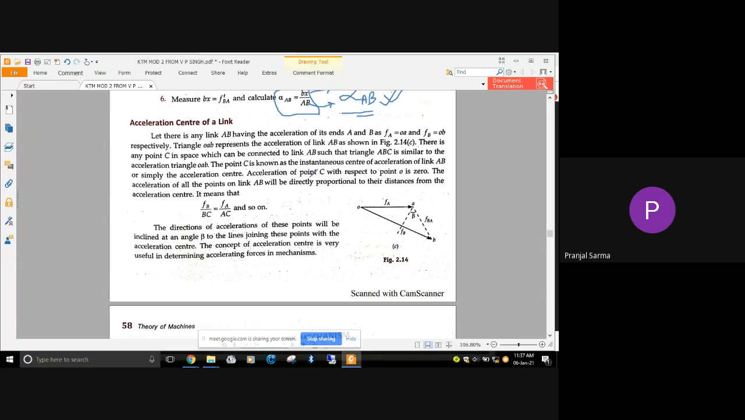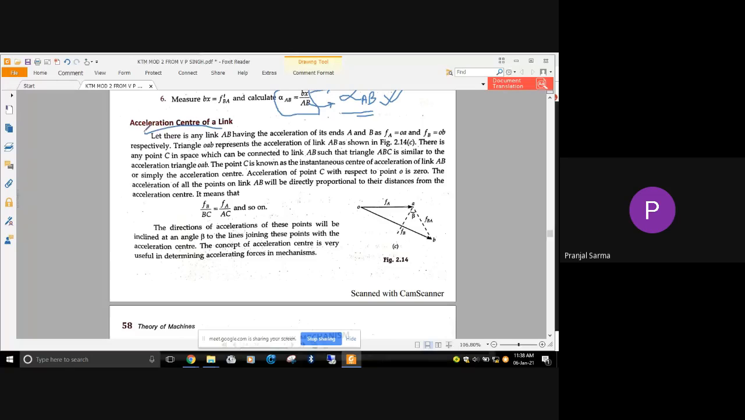So when the velocity changes in magnitude as well as direction, we get two components of acceleration. One is the radial component, also known as the centripetal component of acceleration. The next one is the tangential component. So these are the main basic things. Using this, we have seen how to draw the acceleration diagram for a link. The same thing can be extended for simple mechanisms like the four-bar mechanism, slider-crank mechanism, etc.